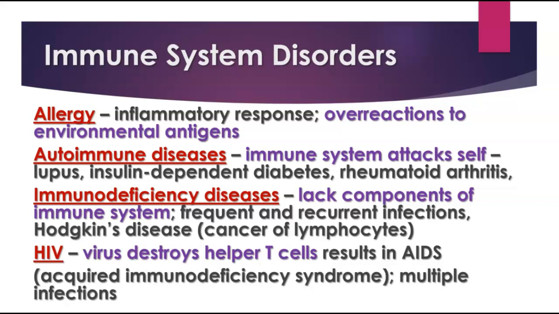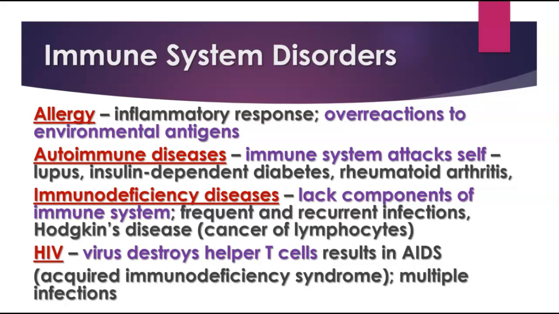Things like lupus, insulin-dependent diabetes, rheumatoid arthritis. There are a bunch of different ones that are autoimmune kind of diseases. And so basically, that's also an overreaction of your immune system against part of your own body. Those can be very serious sometimes and definitely life-threatening at times.